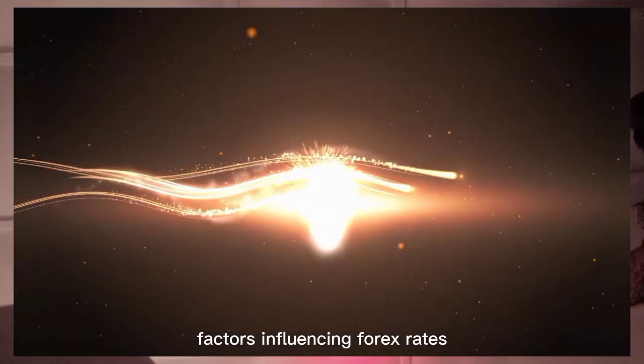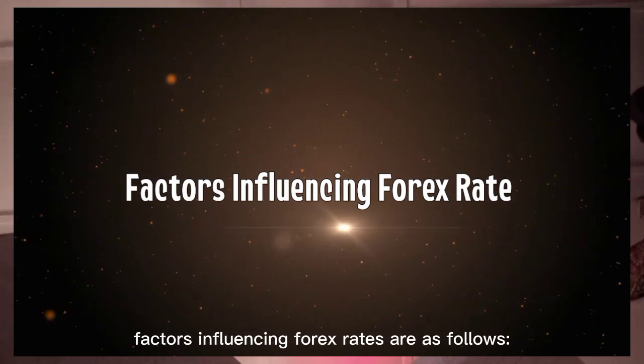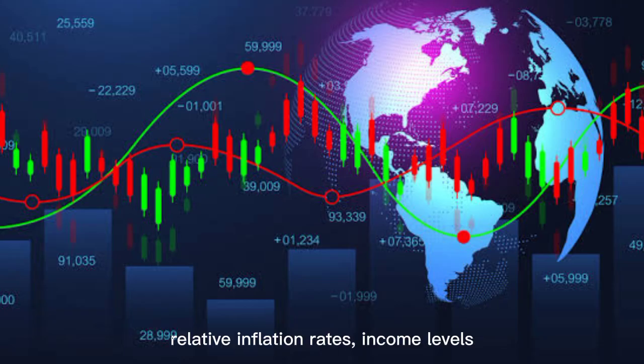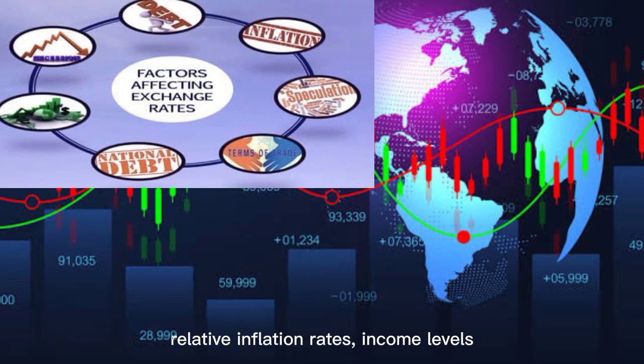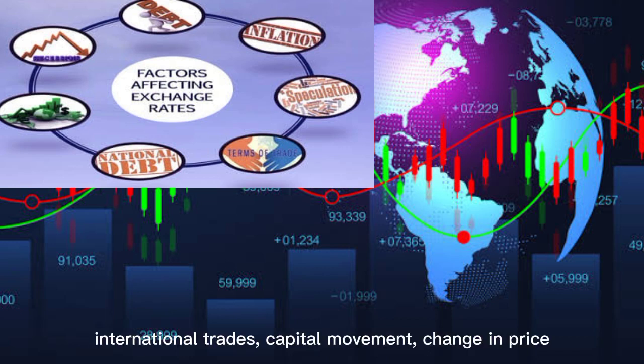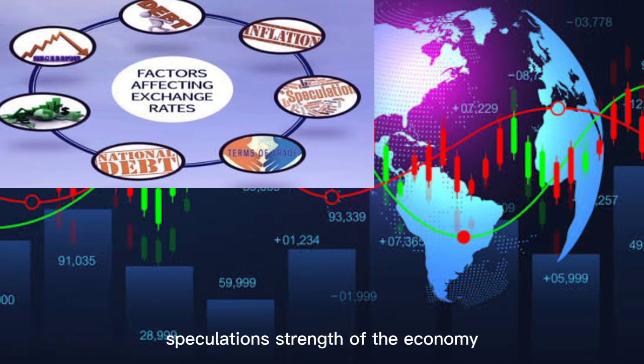Factors influencing forex rates. Factors influencing forex rates are as follows: relative inflation rates, income levels, relative quality, relative interest rates, international trade, capital movement, change in price, speculations, strength of the economy, stock exchange operations, and political factors.